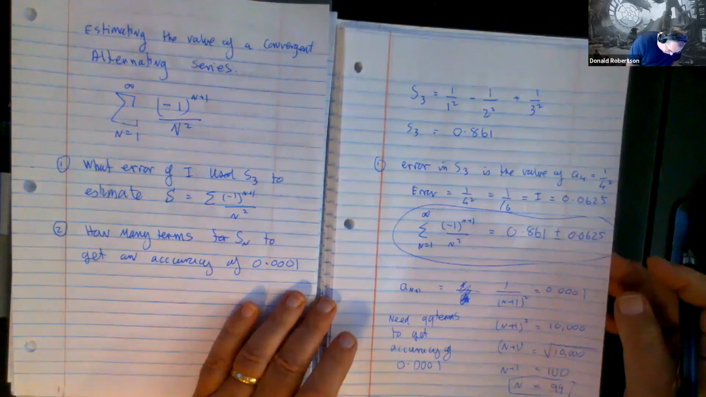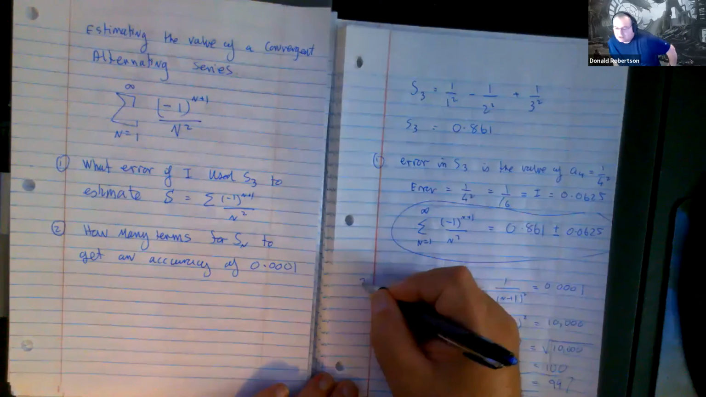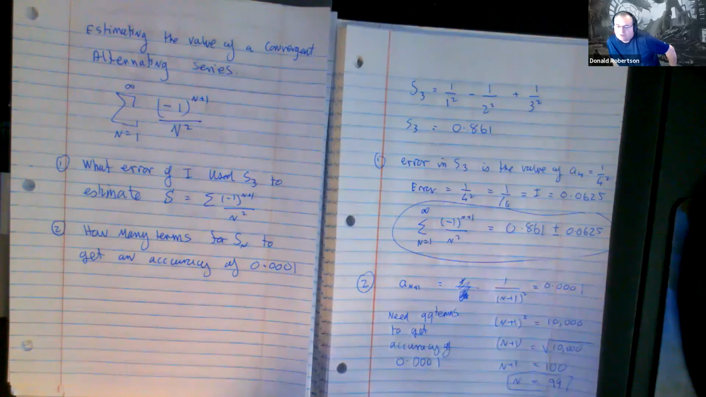And that's essentially the two main kinds of questions that you're going to deal with. If I use S5, what kind of error would I expect? Or how many terms do I need to get the accuracy to within 0.01?